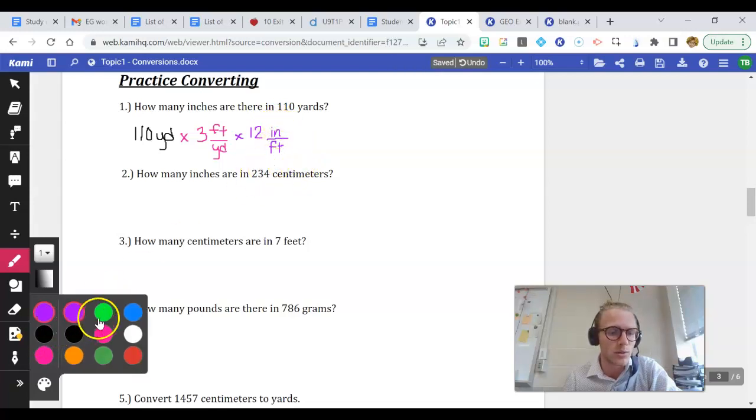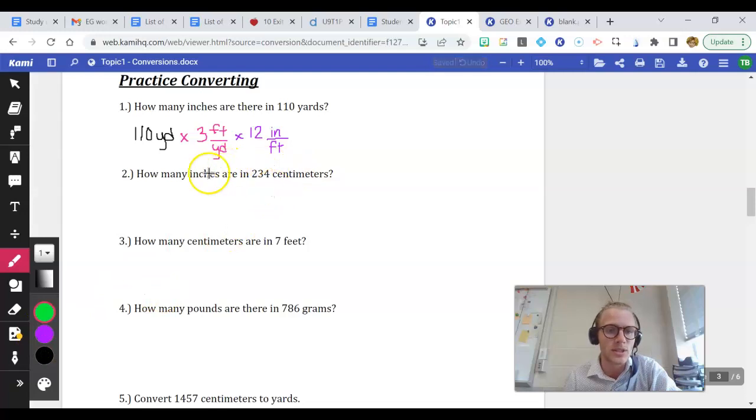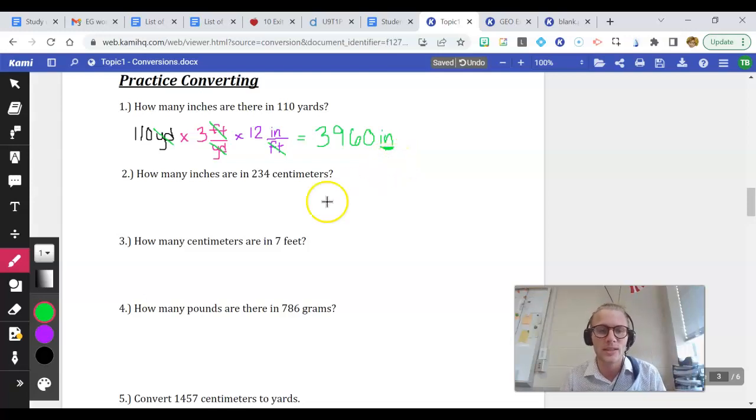So now we can go through here and cross off our units to make sure that we did it right. Yards divides yards. Feet divide feet. And we are left with inches. So if we multiply this all together, we get 3,960 inches. You gotta be sure to write your units. I know when I was in high school, I hated writing units down. That's just the way it is.